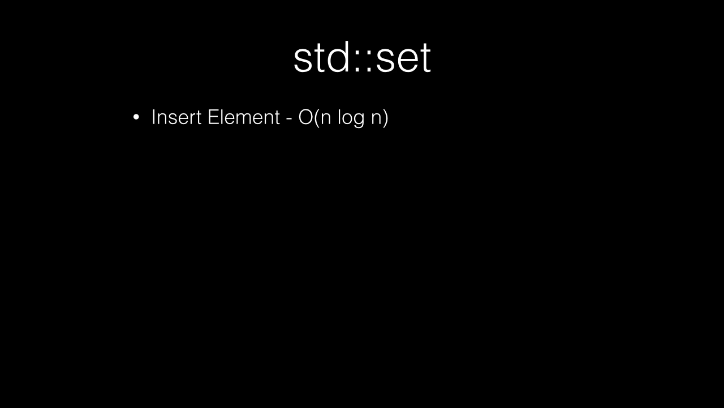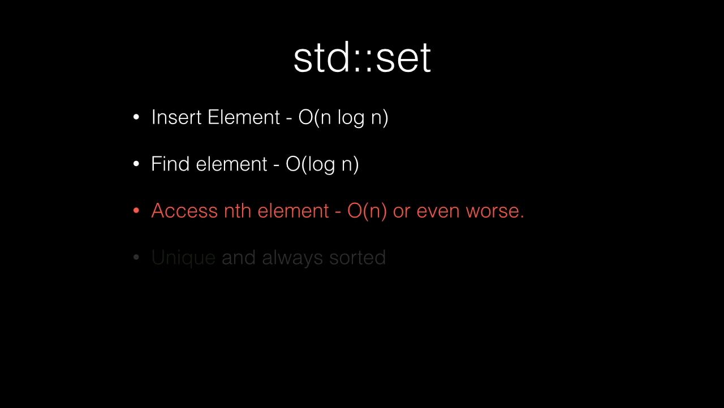Standard set, believe it or not, has the exact same characteristics asymptotically as the standard map, not the unordered map, the one that's implemented using a tree. And the reason why is because both sets and maps are implemented using the same red-black tree data structure underneath. And for that reason, you're going to get the same logarithmic and linear logarithmic complexity when you insert and find an element. The major difference between set and map being that you index by value instead of by key. So, whether you're looking for something by its value versus some key which you use to index into it.